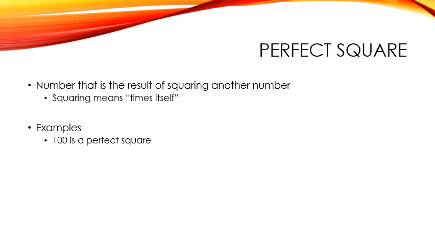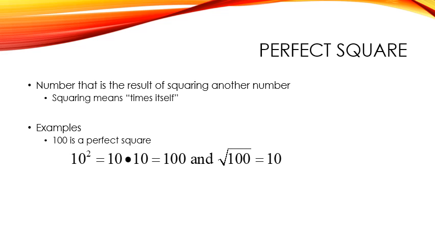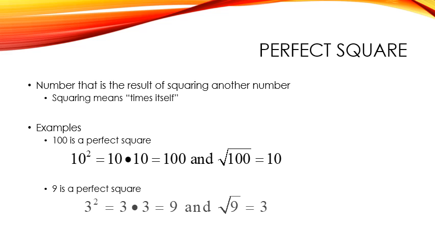So in the future, when I ask you for a perfect square, 100 is a perfect square because 10 times itself is 100. The square root of 100 is 10. That's why 100 is a perfect square. 9 is also a perfect square. 3 times itself, or 3 squared, is 9, and the square root of 9 is 3.